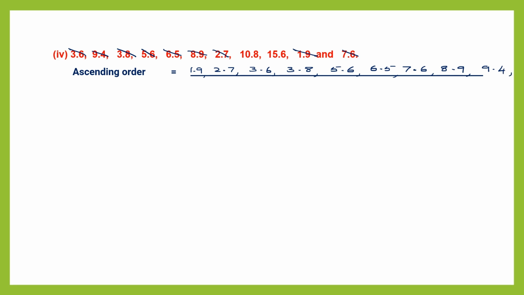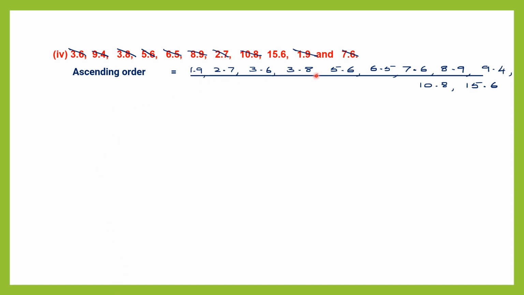Then we have two numbers left, 10.8. That is 10.8, and then the last number is 15.6. So first thing we did is we arranged it in ascending order. Next thing we need to do is count the number of terms.